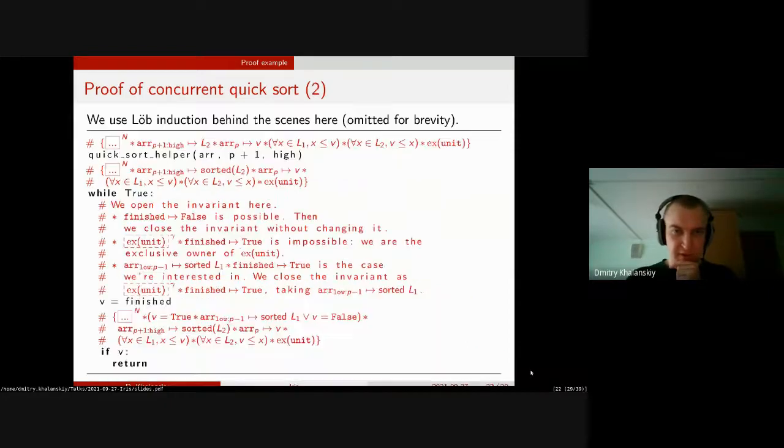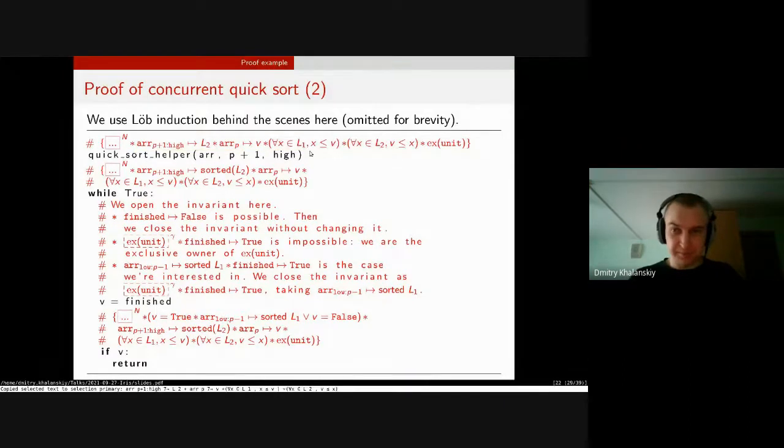I'll continue then to the main thread. What happens in the main thread? The main thread owns everything that it needs to own in order to prove quicksort. It also owns the exclusive unit value, and it remembers the invariant that it needs in order to communicate with the forked off thread.